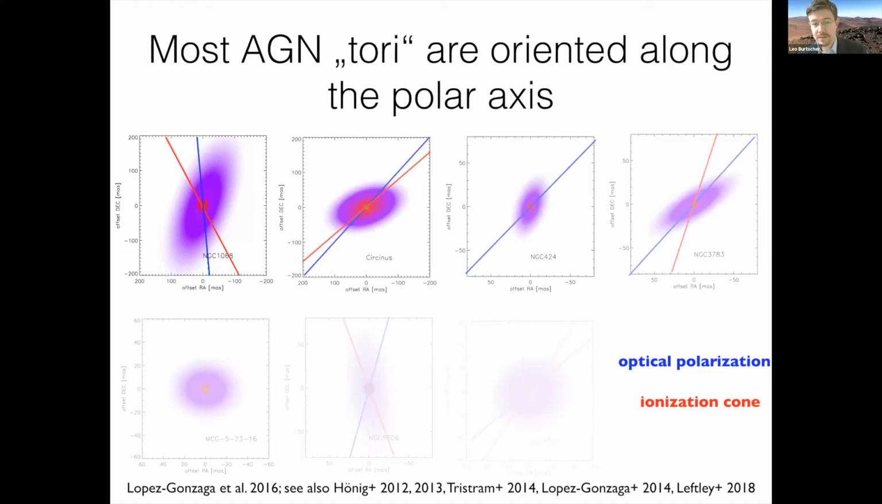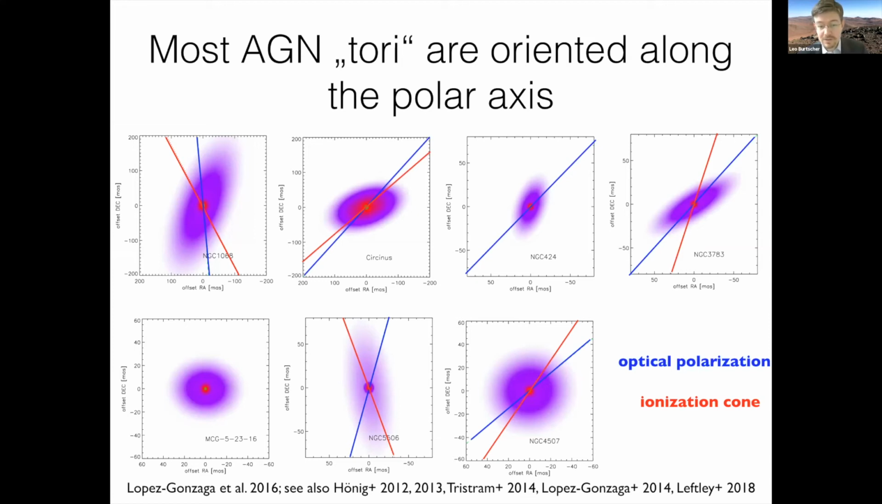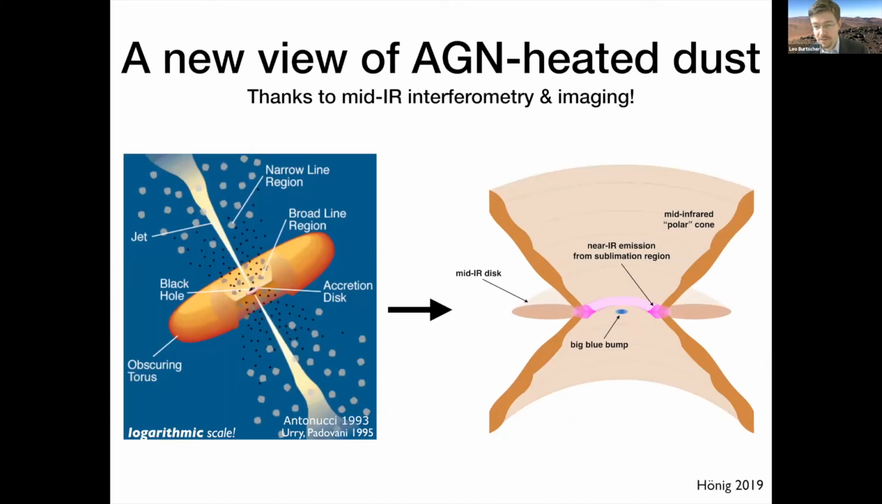And this has since been done with a couple more sources. And all the sources where we can determine the elongation have their major axis much closer to the outflow than to the orthogonal direction. So this really led to the new view, let's say, of the AGN torus, that the image on the left is really not what you should take anymore. A much nicer picture that has been produced by Sebastian Hönig is seen on the right. And this is really how you should see it.